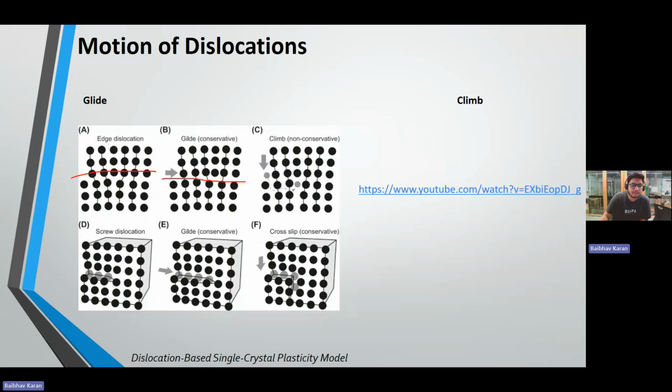Similarly, in screw dislocation, the glide will be along the slip plane, whereas the climb will be perpendicular to it, away from the slip plane. Glide and climb, this is how the dislocations move. Glide and climb mechanism.